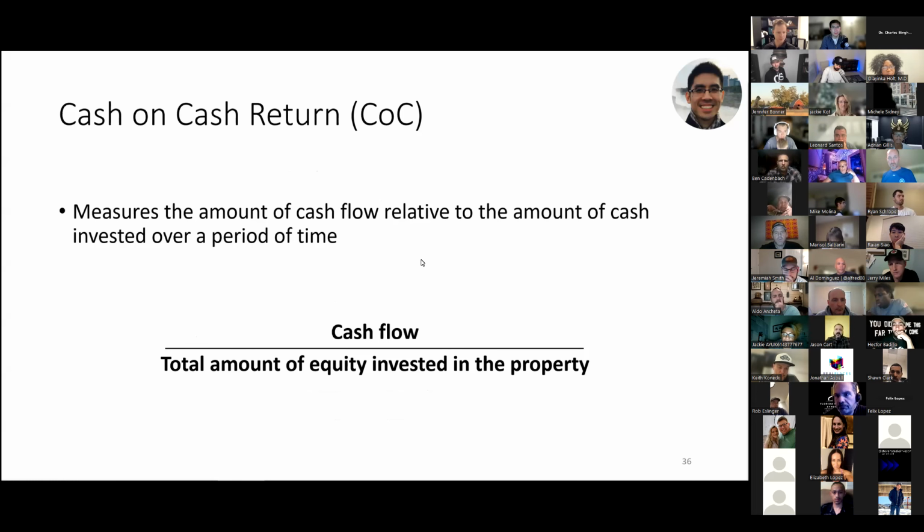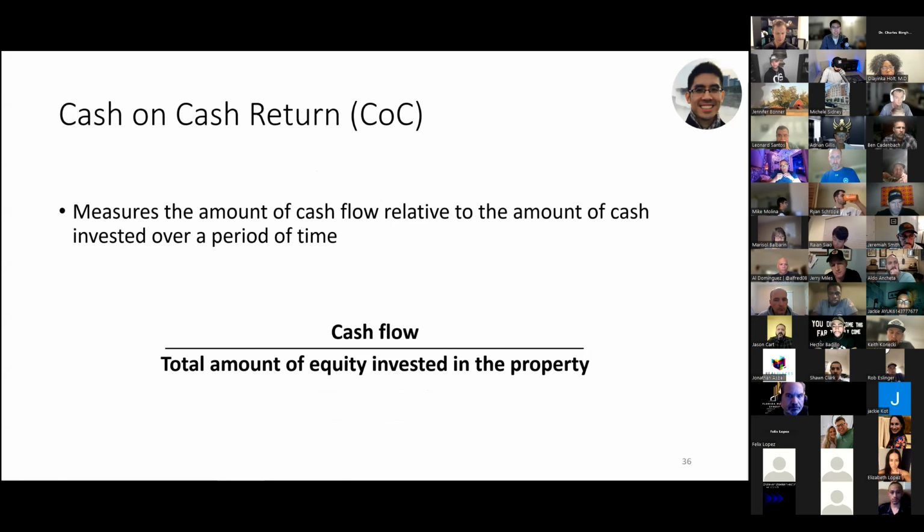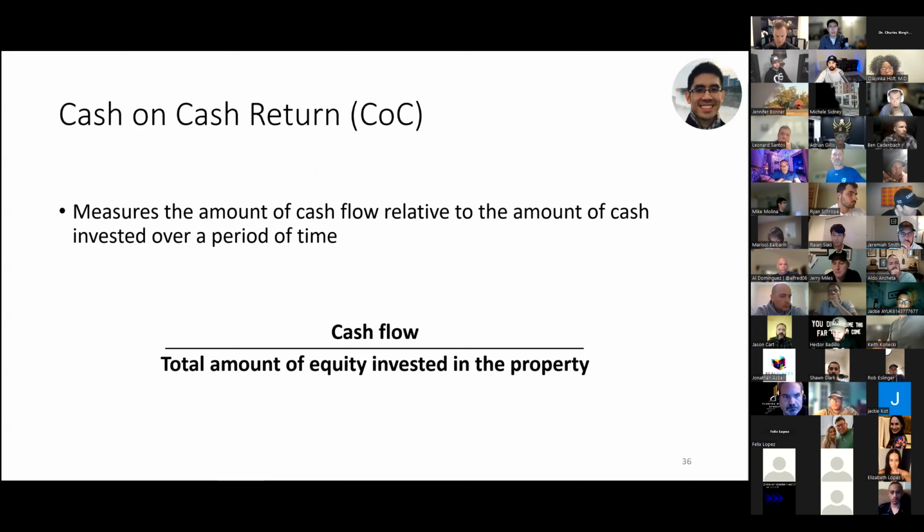So from there, we move on to what you and your investors make, which is the cash on cash return. Cash on cash return takes the cash flow of the property and compares it to the total amount of money invested in the property over a certain period of time, which is typically on a yearly basis. So it's calculated by dividing the cash flow by the total amount of equity invested in the property.